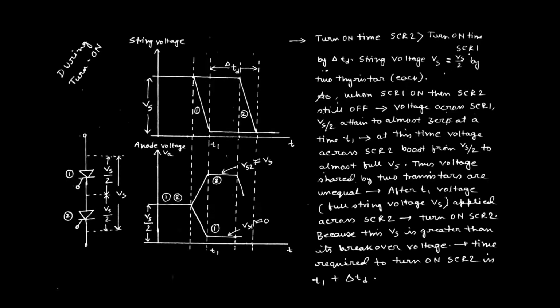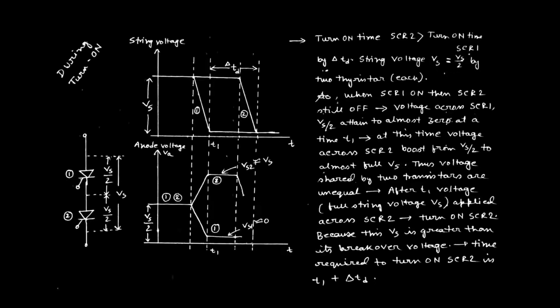So during turn on time the voltage is not distributed properly. By this explanation, we can see that when the turn on process is initiated, the voltage distribution can differ. That is why the delay time occurs. Both SCRs will not be turned on at the same instant. So this can happen during turn on. Now I am talking about the turn off process. The same thing can happen for the turn off process also.